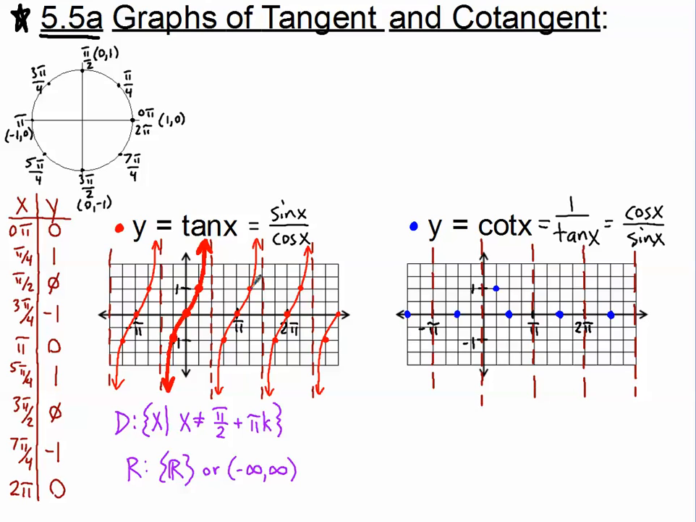The reciprocal of 1 is just 1, so each one of these places where we have a 1 is still 1, so that's right here and right here. The reciprocal of 1 is still just 1. And the reciprocal of negative 1 is just negative 1. 1 over negative 1 is still negative 1. So that's here, here, here, here, and here. And now we have enough points, hopefully, to see what our cotangent curves look like. Oops, I forgot this part.